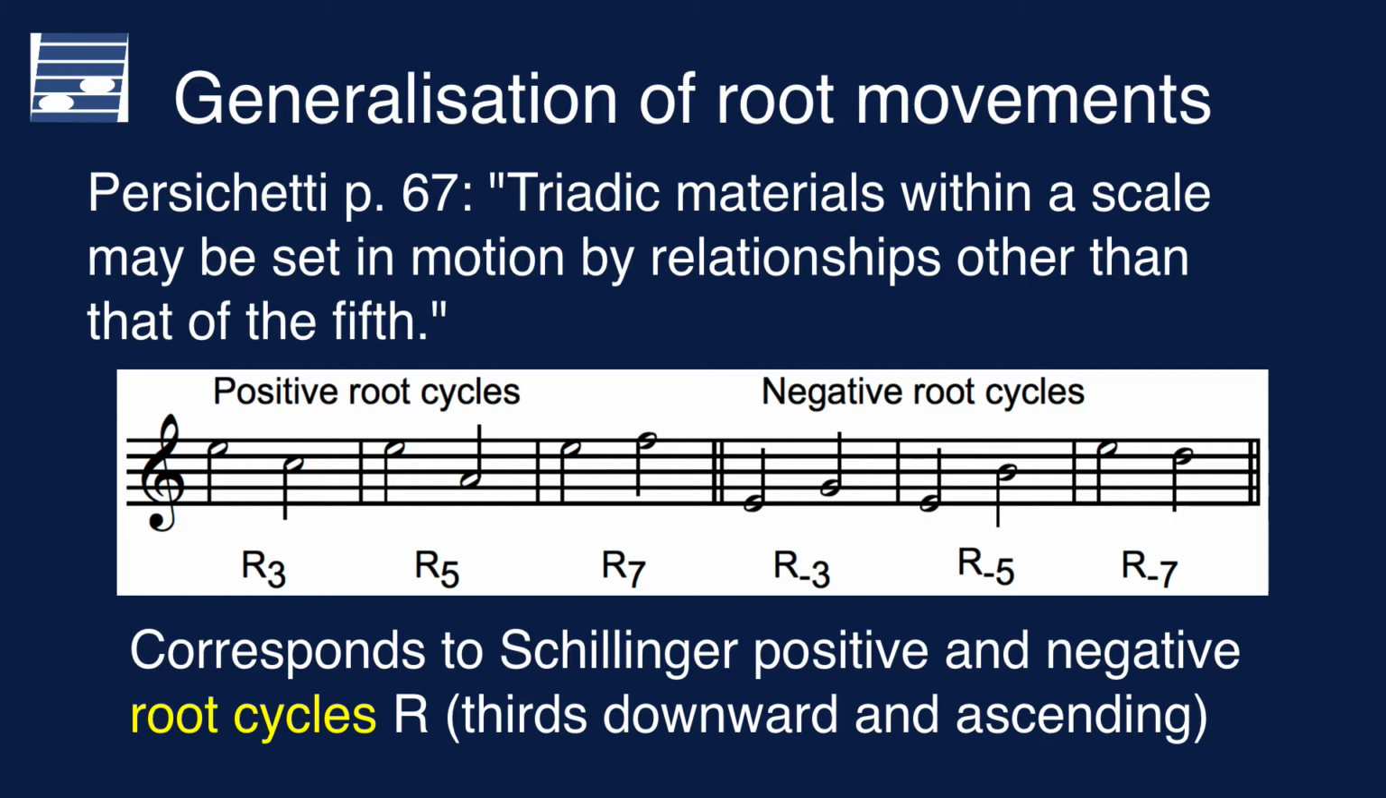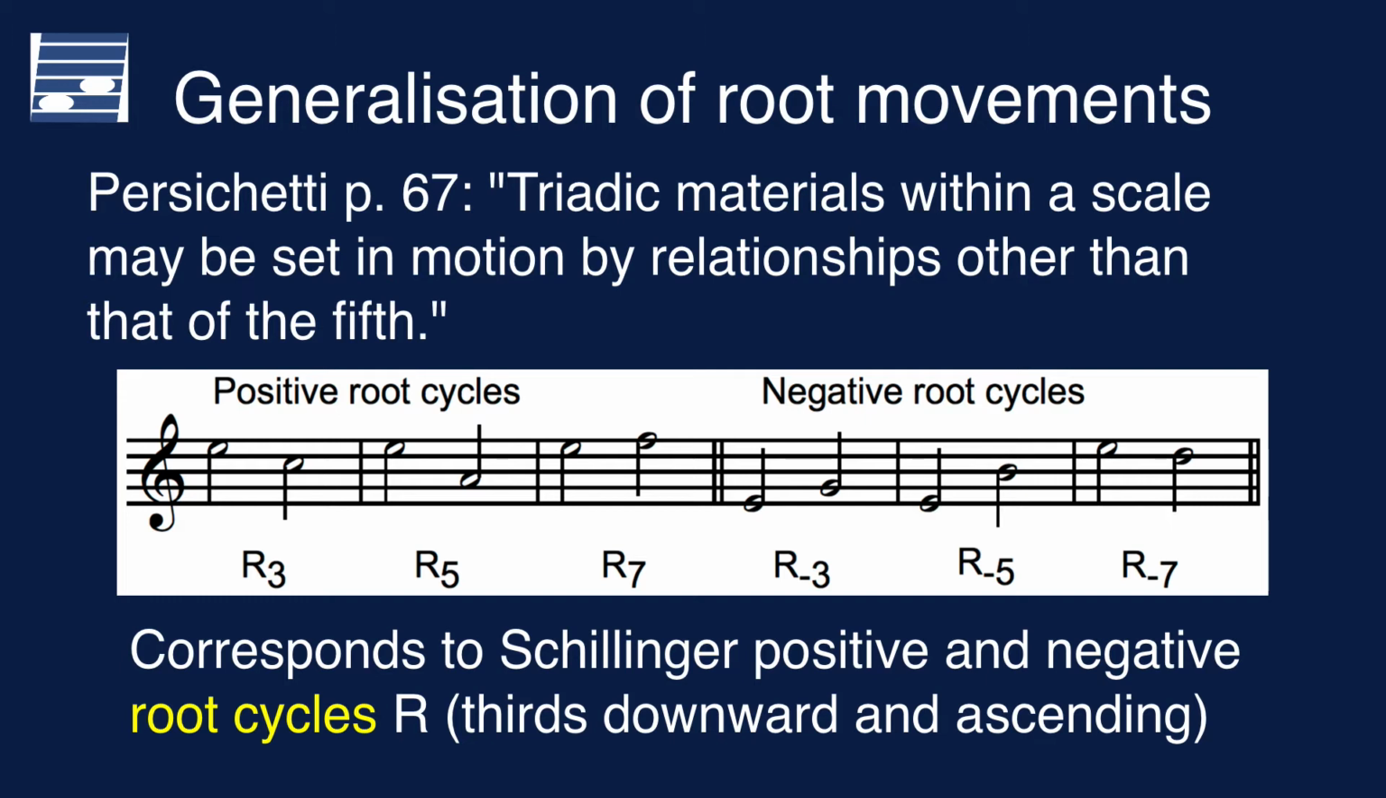This nicely corresponds to the Schillinger concept of root cycles, derived from the scale expansion type. For chords in thirds, the E1 expansion, this leads to 6 root cycles, 3 positive and 3 negative, as shown here.